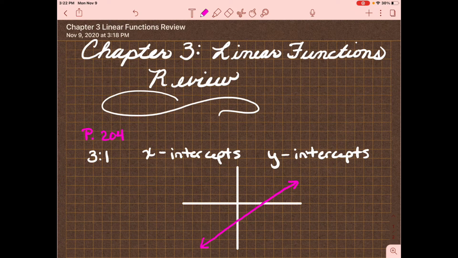In this case, if I was looking at this graph, my x-intercept is here, and I might call that point (3, 0). And then my y-intercept is here, and I might call that point (0, -2) because x is 0. We can figure out what those points are, and that will help us graph things. And they're also just other identifiers on the graph.